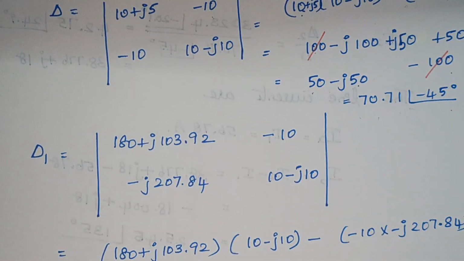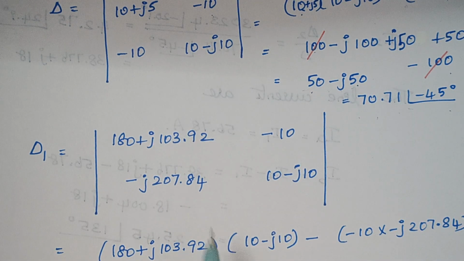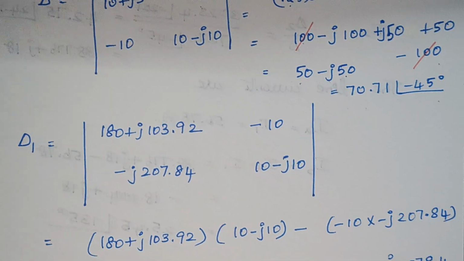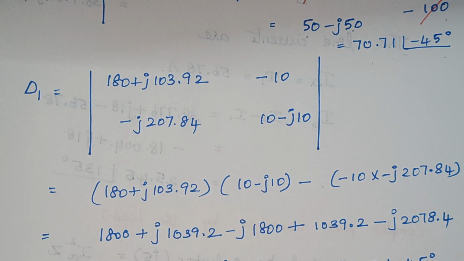So when you rewrite, again here you have to find the value of del 1. So you have to multiply these two minus of these two terms, right? Again you have to simplify. You have to multiply, and again you have to combine the real and imaginary terms. So once you multiply, you are having terms like this, right?